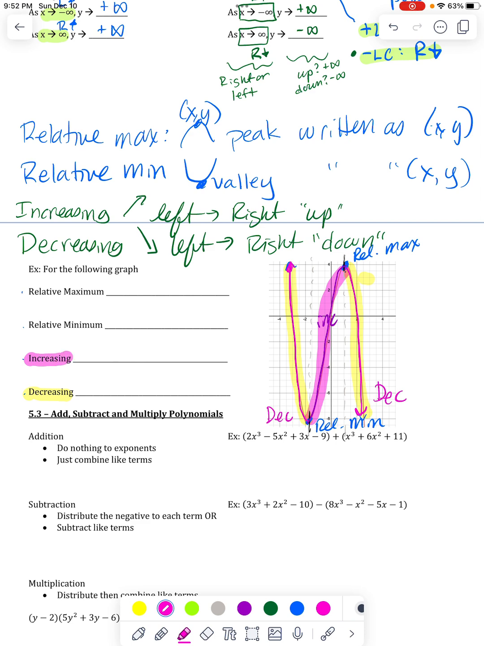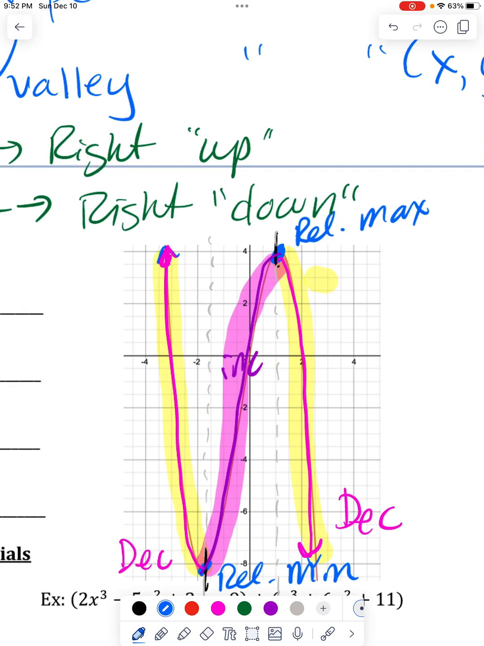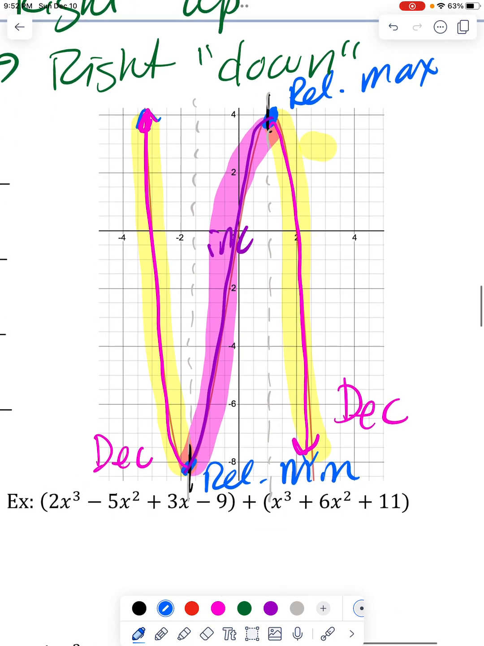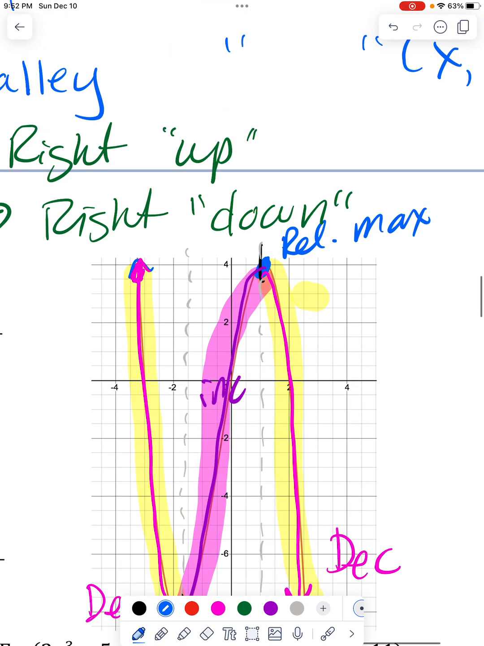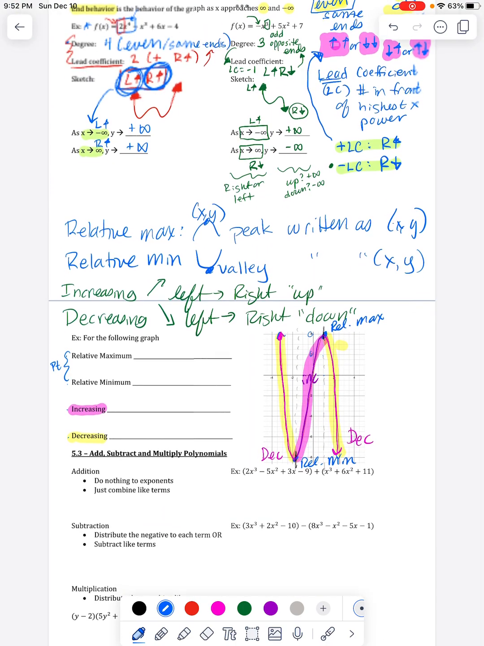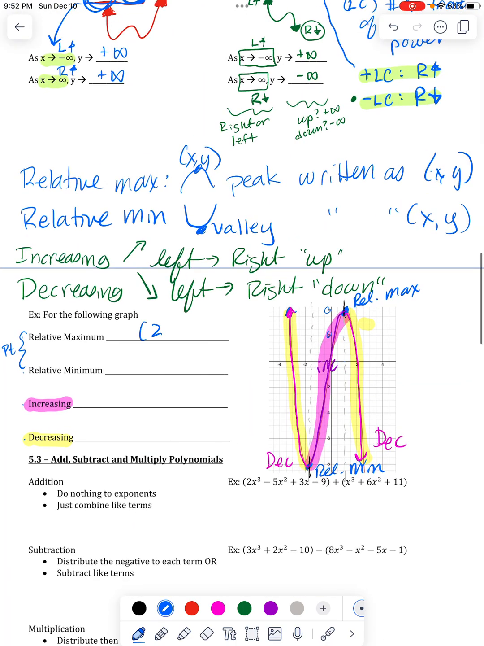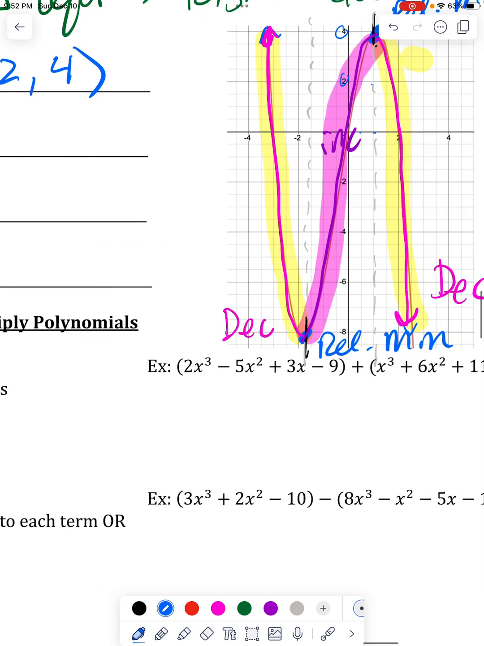So how do we write our answers to all of that? So the relative max and min, these are just going to be points. So this relative max, of course, I've written all over it now. So let me see if I can even figure it out. Here's the origin. So that's over 2 up to 4. You can see the scale right here. So it looks like it's over 2 up 4. So my relative max is located at 2, 4. These are just points, so this should be relatively easy for you.